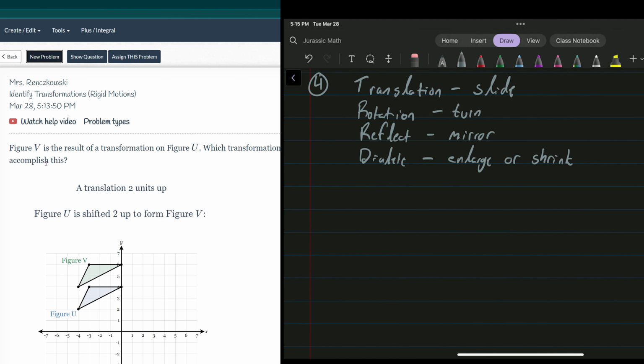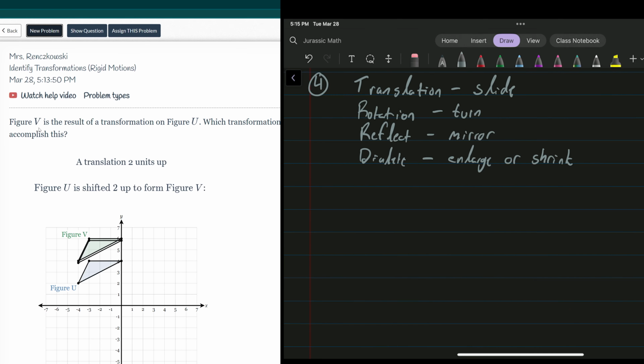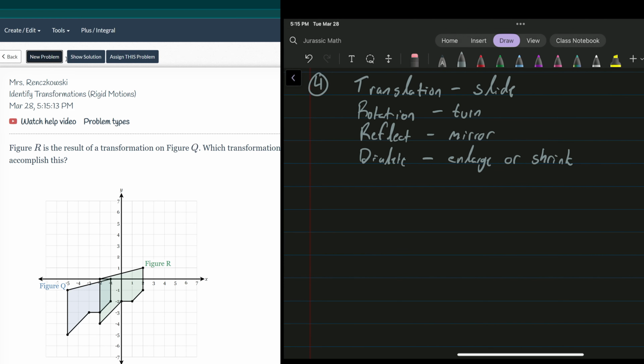Oh, I did not read clearly. So this one says figure V is the result. So result means it's going to be the second one, which means we have to do the opposite of what I thought. Well, let's try this next one.